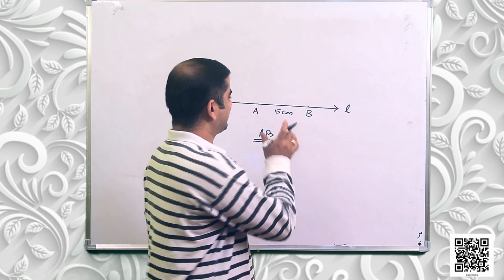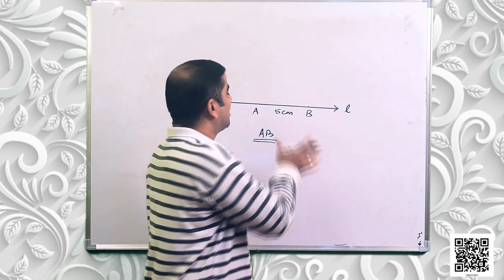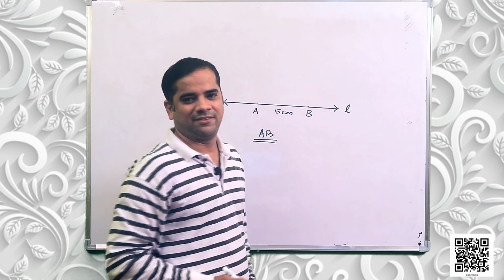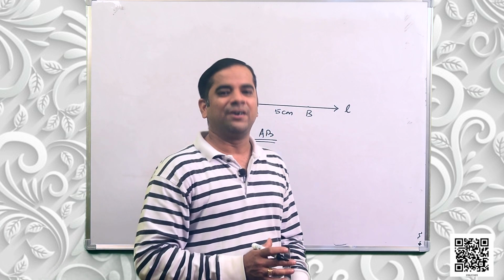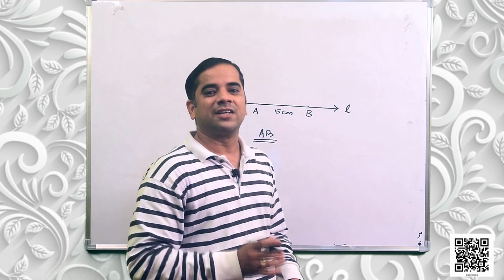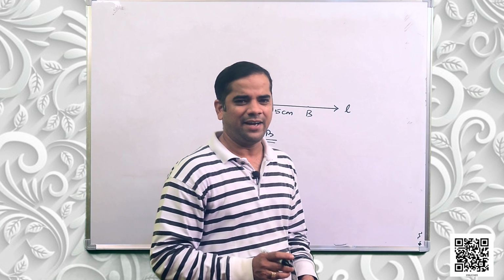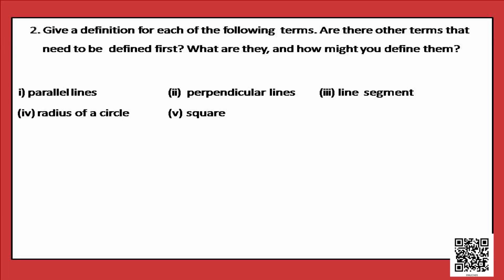Okay? AB is a line segment which is nothing but a part of line L. So, line segment can be defined as a part of line having a certain length. Okay? Next is radius of a circle. Radius of a circle. What does it mean?